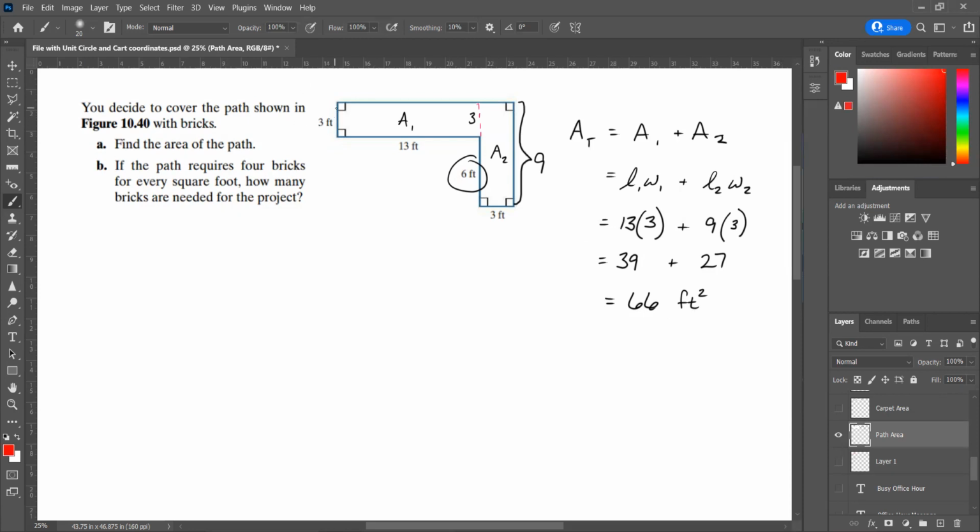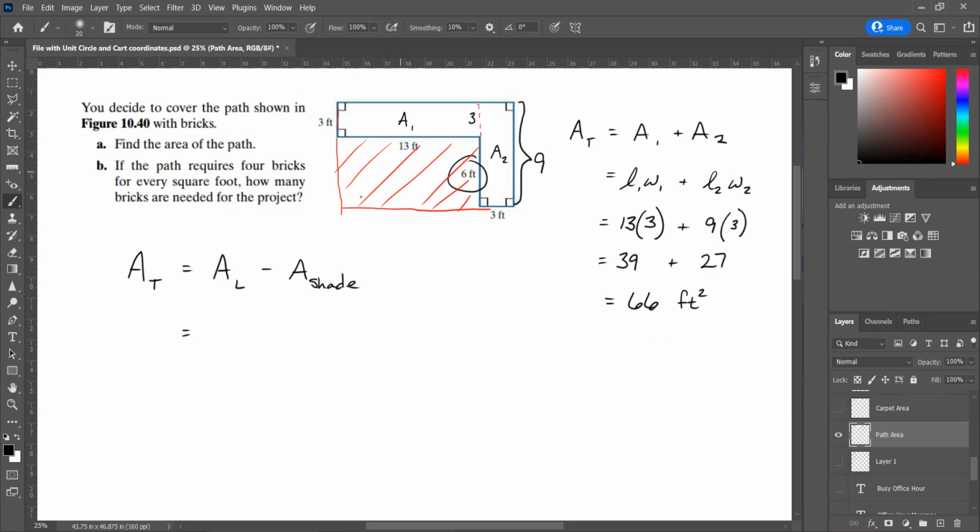What if instead of dividing that into 2, we extend this down and make a great big rectangle, and then we'll just subtract this portion that is a hole? Well, we can certainly do that. The area of the total is now the area of the large rectangle minus the area of the shaded portion.